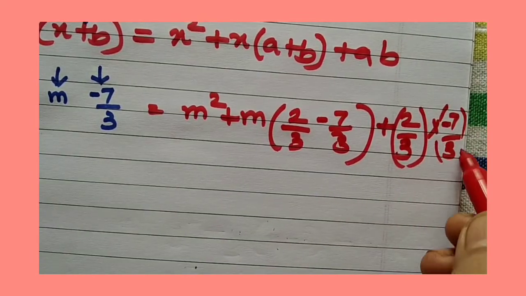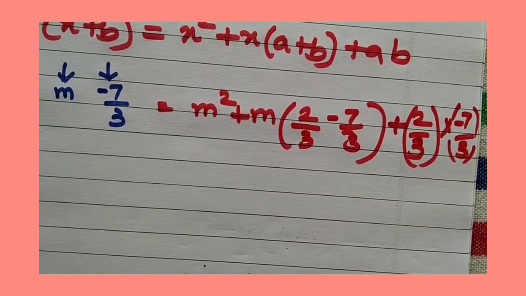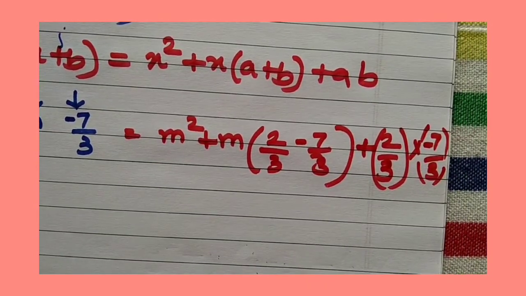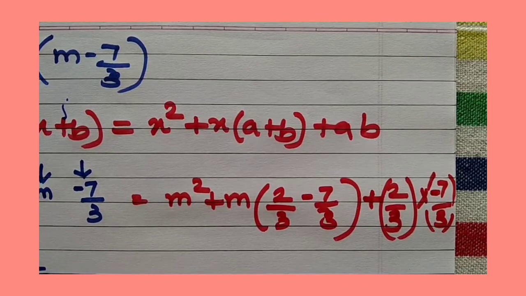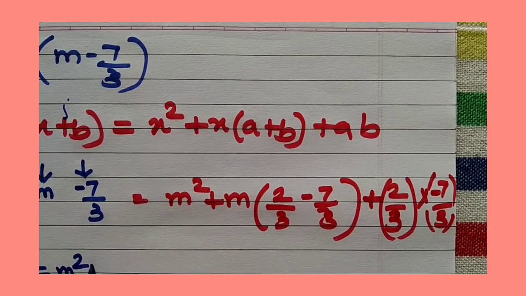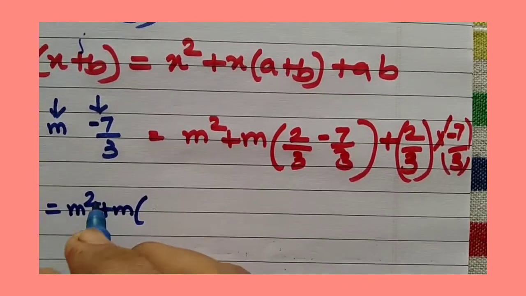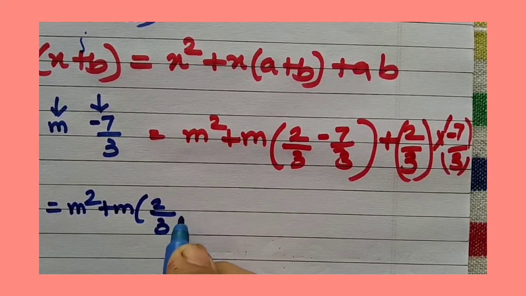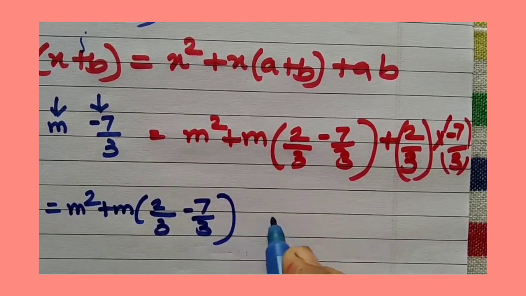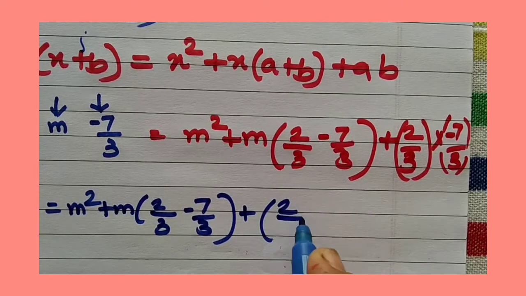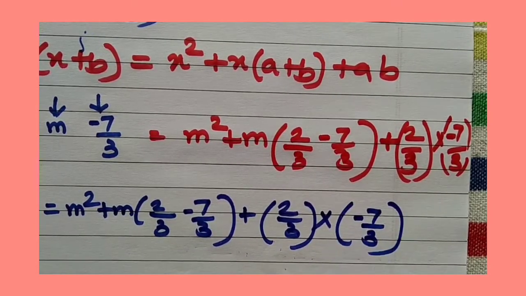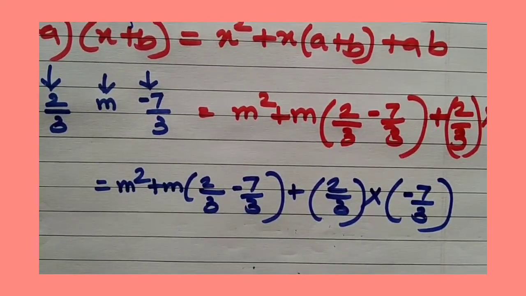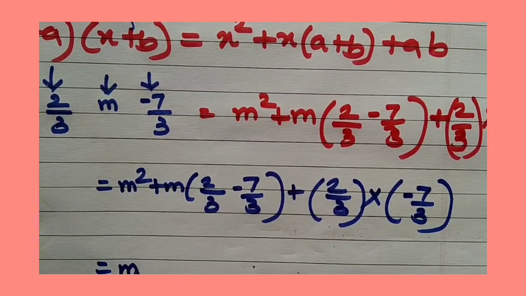I don't have place here. Put it into a bracket. I will write it down one more time so it will be easier for you to understand. I am writing it here. m square plus m into 2 upon 3 minus 7 upon 3, plus 2 upon 3 multiplied by minus 7 upon 3. Now we will open the brackets. This m square will remain as m square.